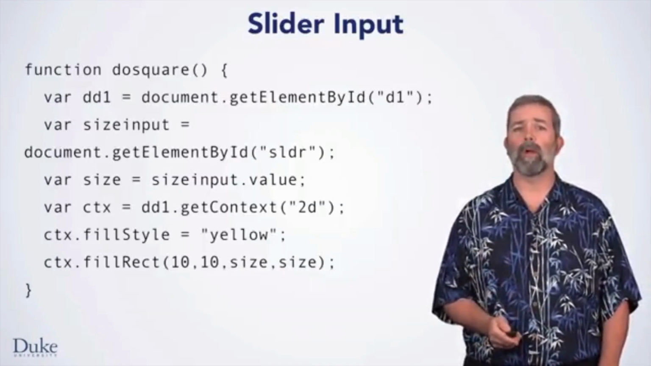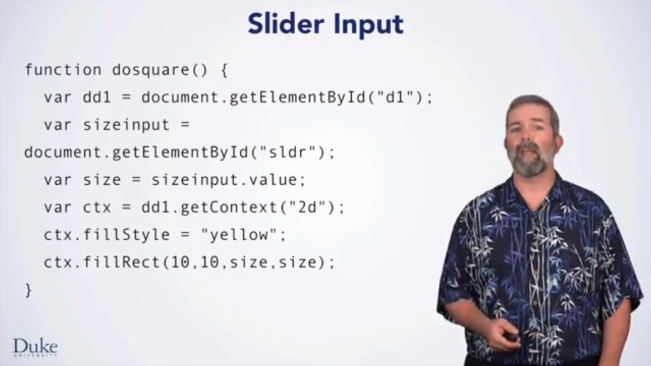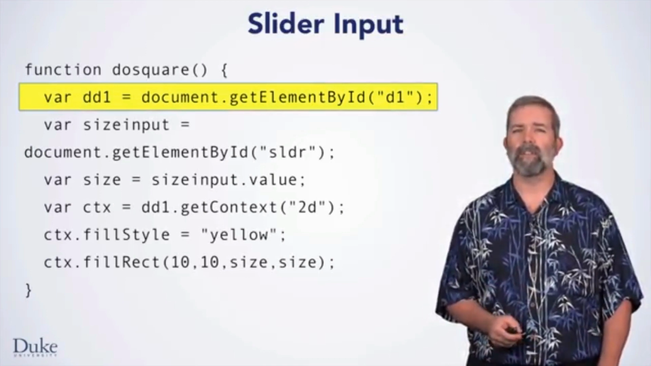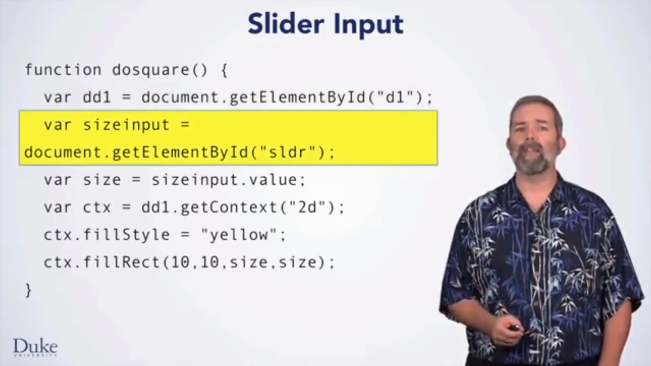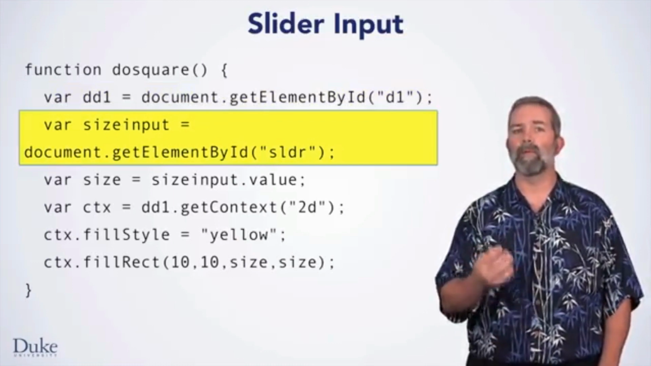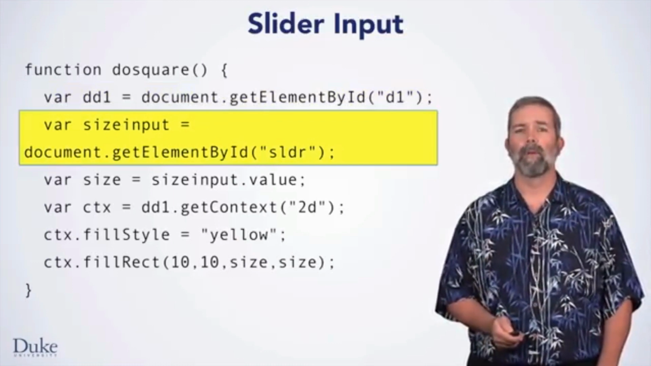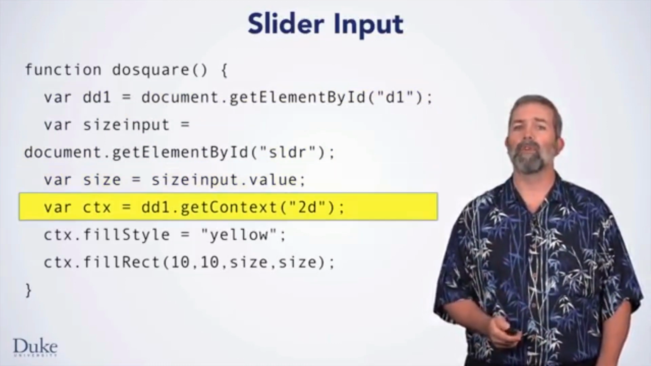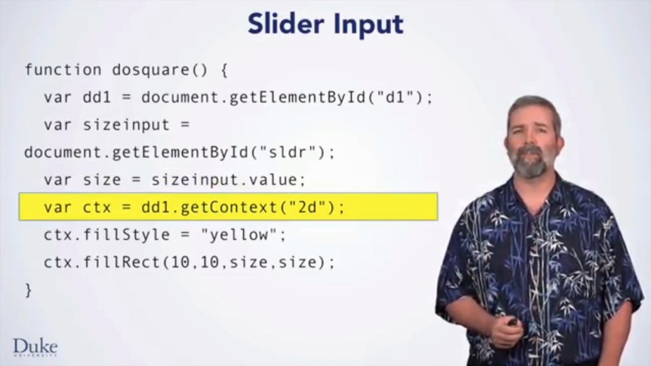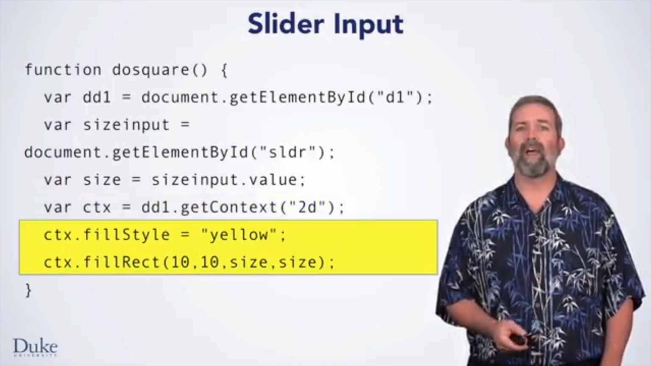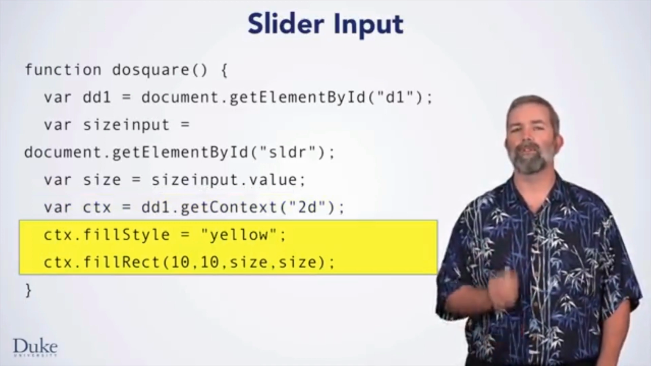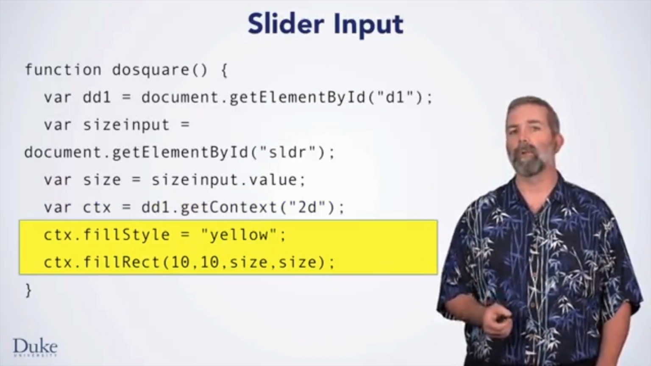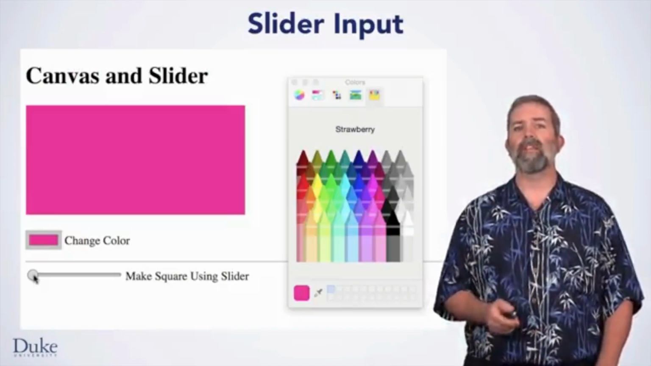This is the function doSquare, which draws a square with side length given by the range input. As before, we store a reference to the canvas in a variable. Then we use the ID for the slider element to create a variable size input representing the slider. We get the value of the slider element and store it in the variable size. As you have seen before, we need to get the context of the canvas in order to draw in it. Finally, we use the size input from the slider to draw a yellow rectangle starting at the coordinates 10, 10, whose side lengths are determined by the size variable. Let's see what this code does.